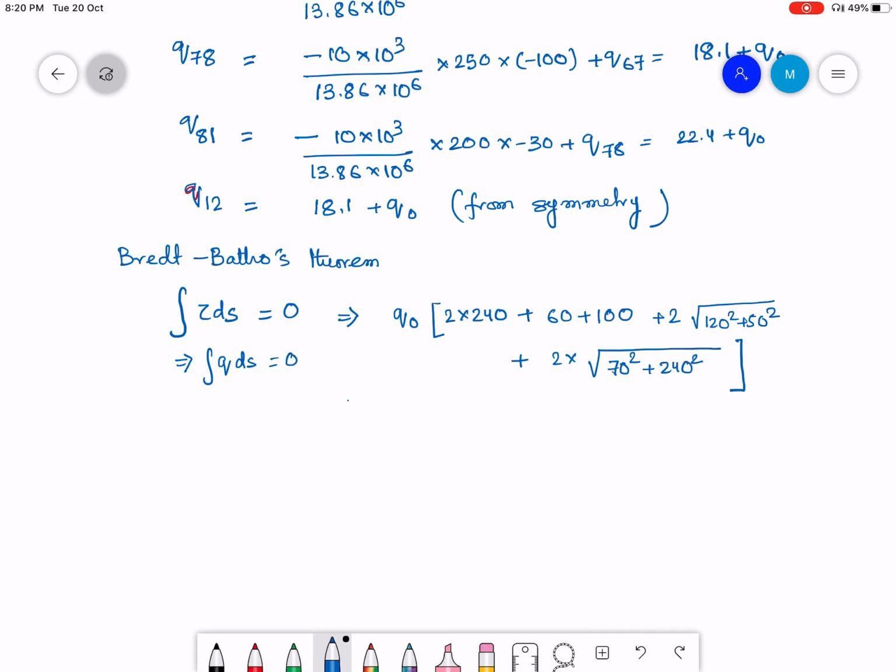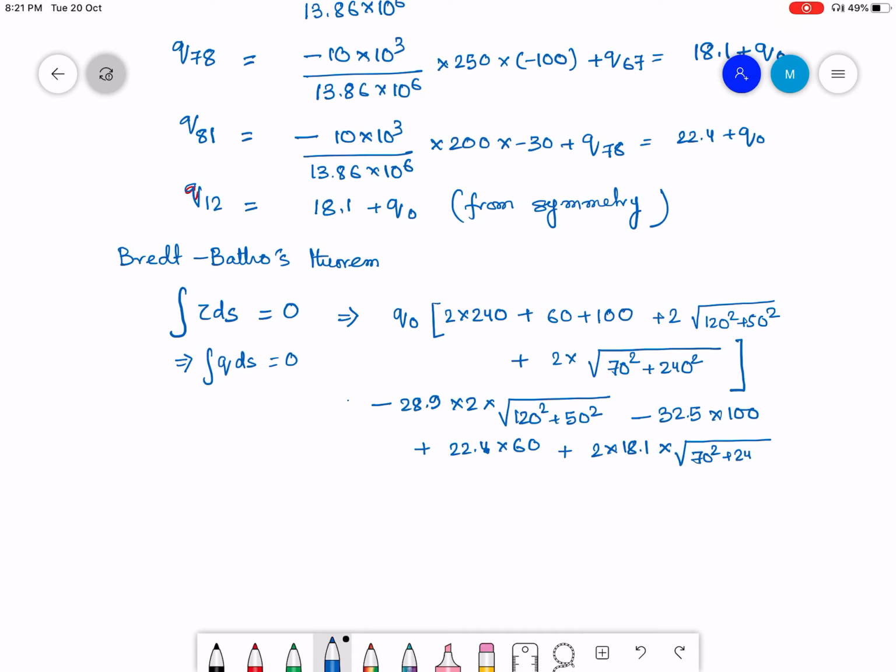So this can actually be written as the integral of q ds equals 0. Plus I have minus 28.9 into 2 into the length, that is the square root of 120 square plus 50 square, minus 32.5 into 100 plus 22.4 into 60 plus 2 into 18.1 into the square root of 70 square plus 240 square, and that should be equated to 0.